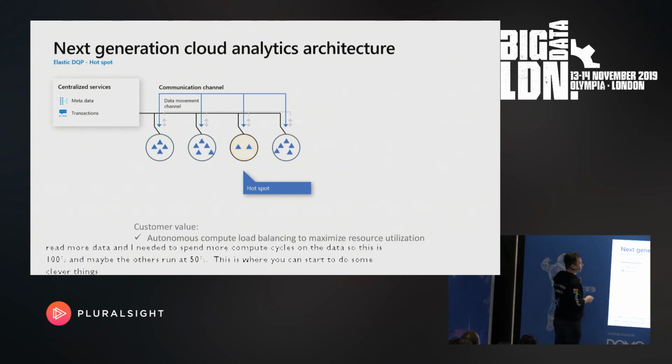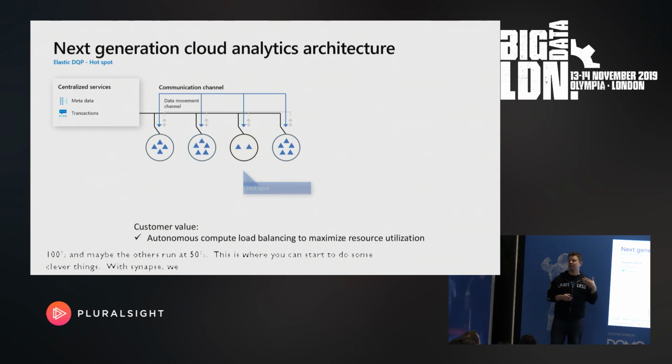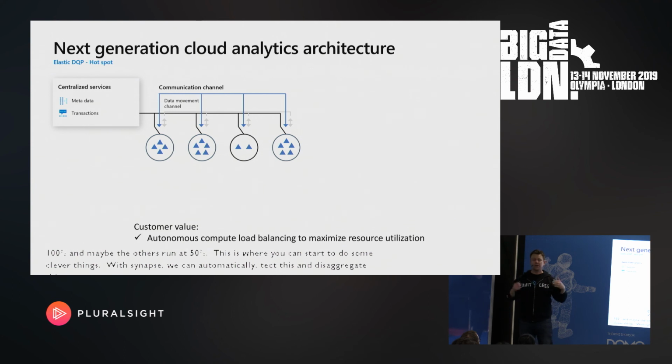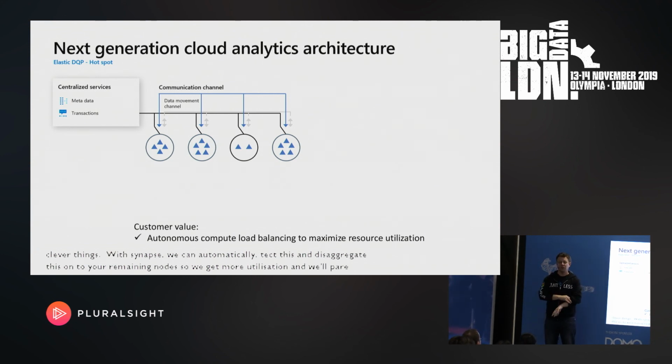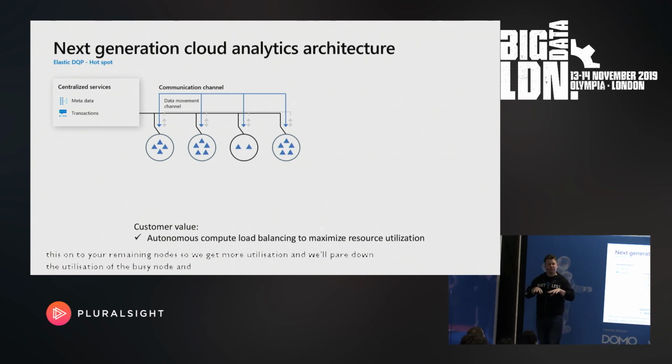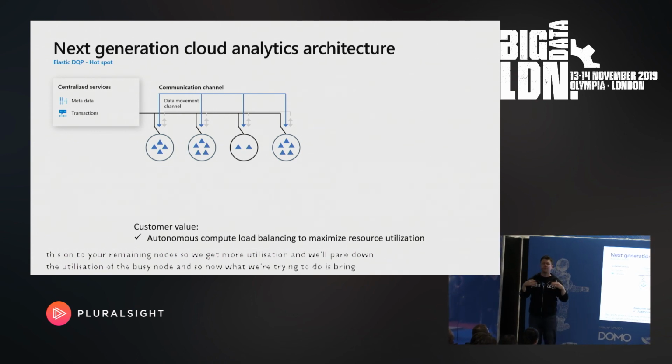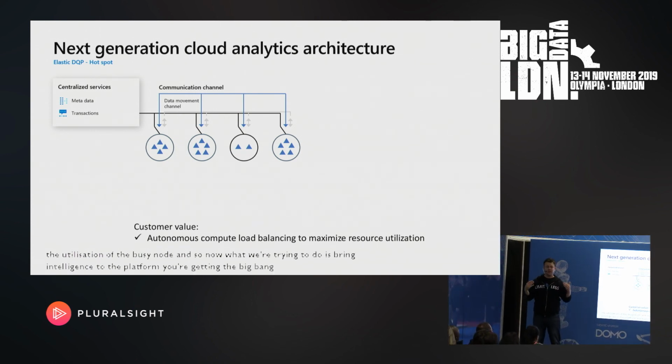So with Synapse, we will detect this, and we will automatically disaggregate this onto your remaining nodes. And so we'll get more utilization out of the underutilized nodes. We'll pare down the utilization of the busy node. And so now what we're really trying to do is bring intelligence to the platform so that you're getting the biggest bang for your buck at all times.